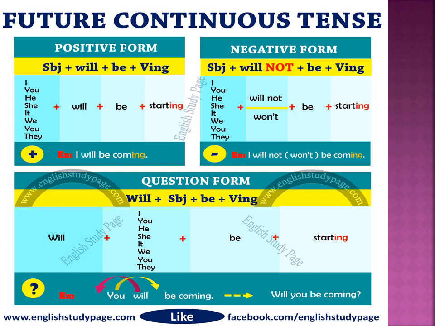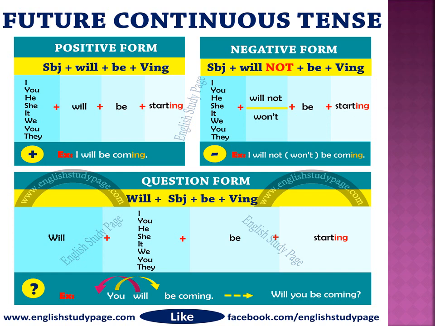If you want to frame a positive or an assertive sentence, then the structure of the sentence will be subject plus will or shall plus be plus first form of the verb plus ing plus object. In case of negative sentence, the structure will be subject plus will or shall plus not plus be plus first form of the verb plus ing plus object.